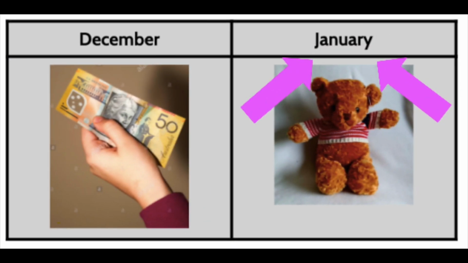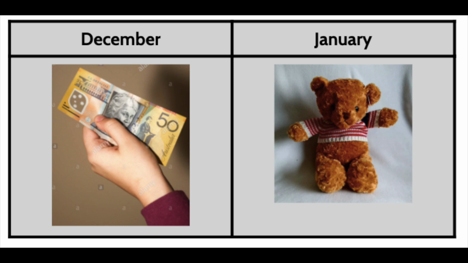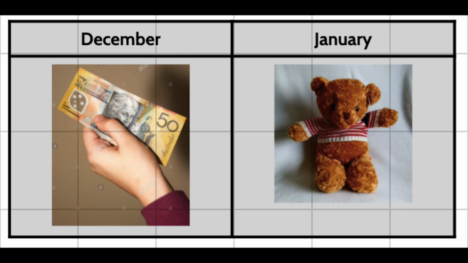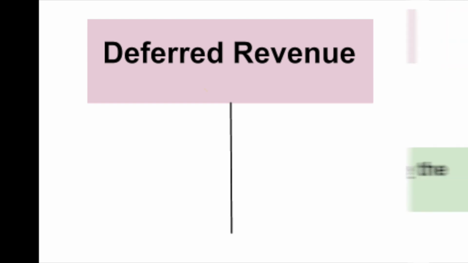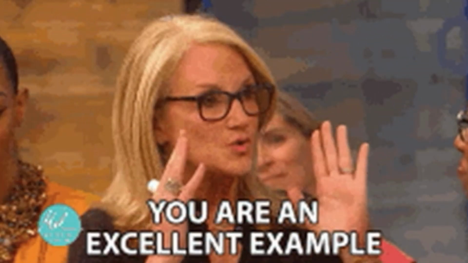Why, you may ask? Because although the cash was received in December, the service was not completed and therefore the money was not earned until January. Also, did Mr. Bean pay you before or after the service of minding teddy? Well, as we can see, Mr. Bean paid you $50 before you minded teddy. This is known as deferred revenue. Deferred revenue is when the cash is received before the revenue is earned. Now we'll look at another example.